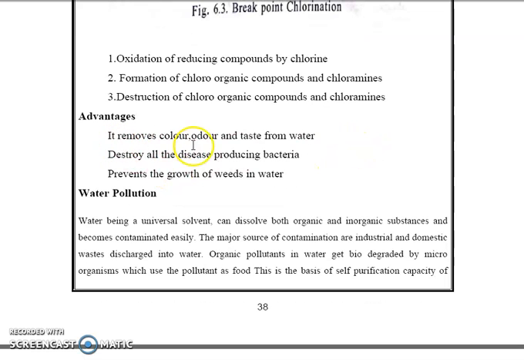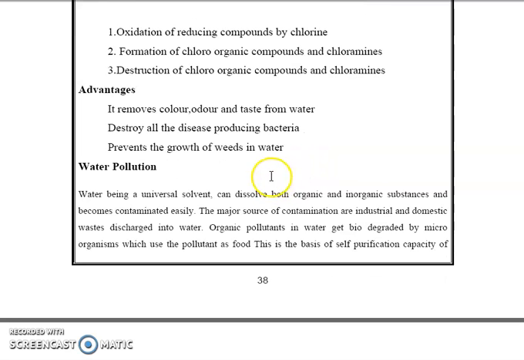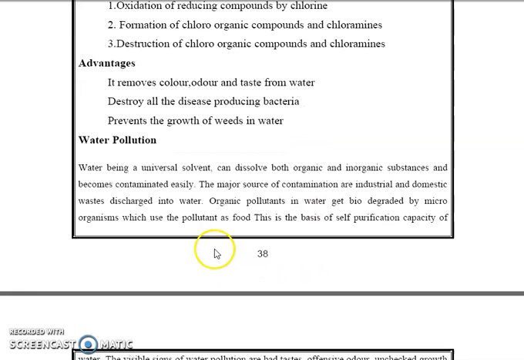The breakpoint removes color, odor and taste from water. It destroys all disease-causing bacteria. It prevents the growth of weeds in water. These are the advantages of chlorination.